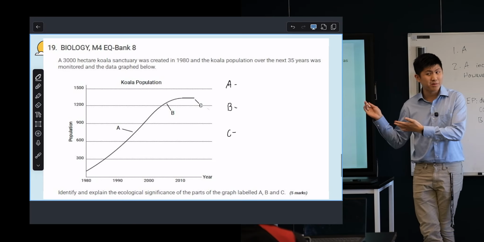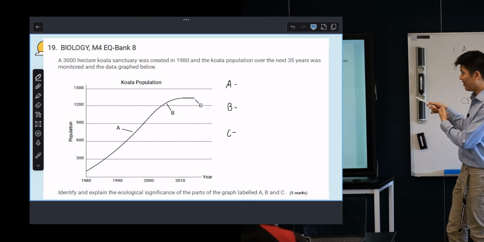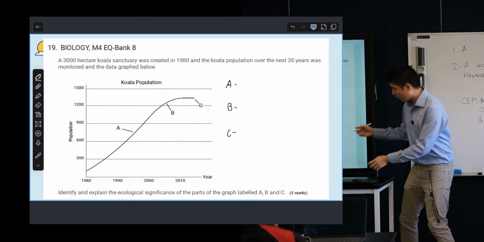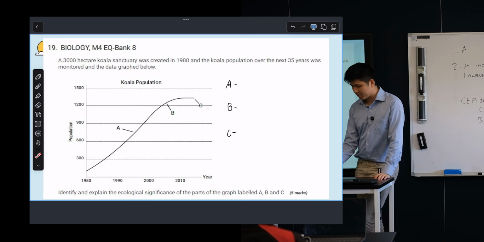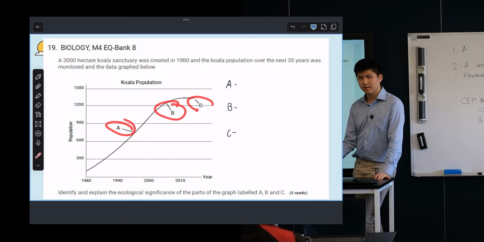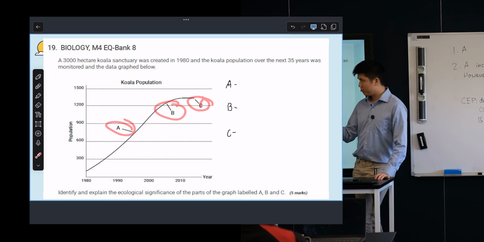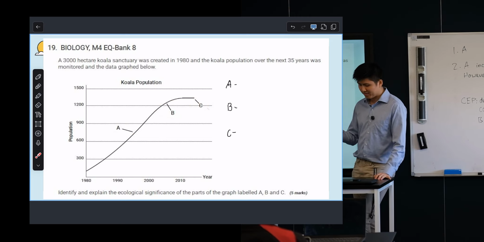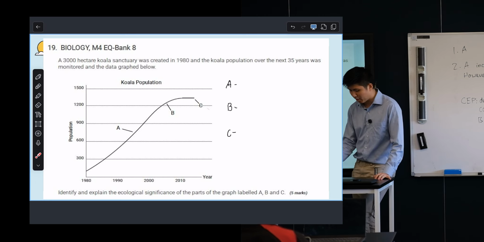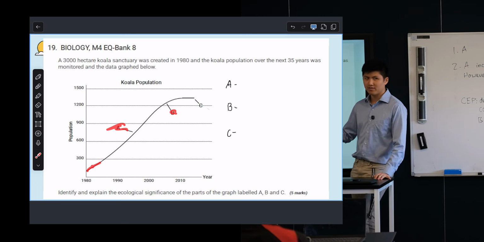Now, this question's been quite nice in a sense that they have already broken down the trends here, A, B, and C, right? Not all questions will be this nice. More often than not, they actually won't show you these letters. They'll just give you the shape and be like, oh, figure it out yourself, right?